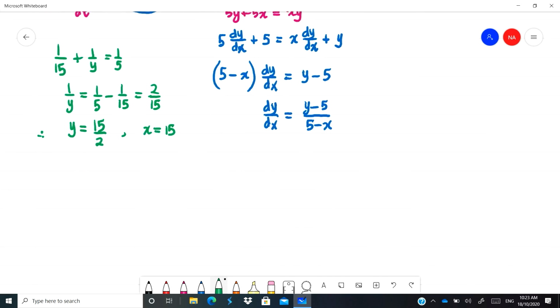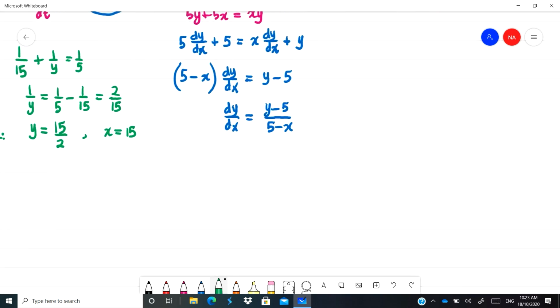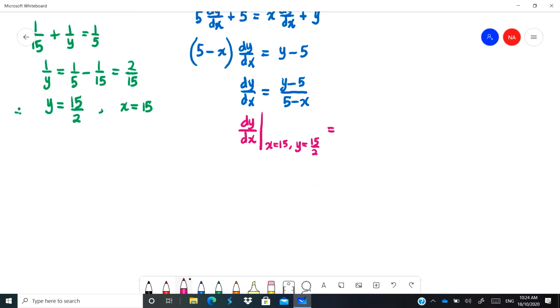All right, so we can substitute into this formula. Suppose we have dy over dx given by this, when the value of x is 15 and the value of y is 15 over 2. So we're going to substitute this value into this function. So 7.5 minus 5 over 5 minus 15. Calculating this, we'll get 2.5 divided by negative 10. So we'll have negative 0.25.